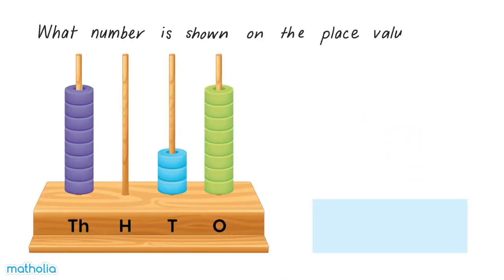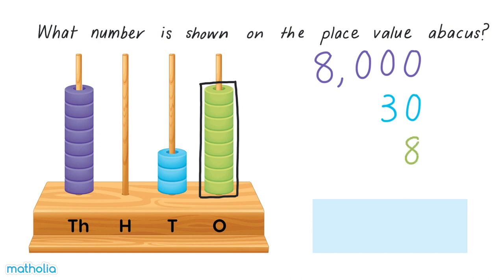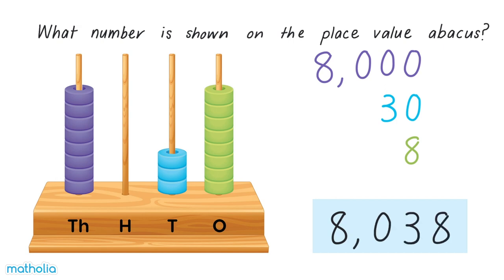What number is shown on the place value abacus? In the thousands place, there are 8 beads. Its value is 8,000. In the hundreds place, there are no beads. Its value is 0. In the tens place, there are 3 beads. Its value is 30. In the ones place, there are 8 beads. They have a value of 8. The number shown in the place value abacus is 8,038.